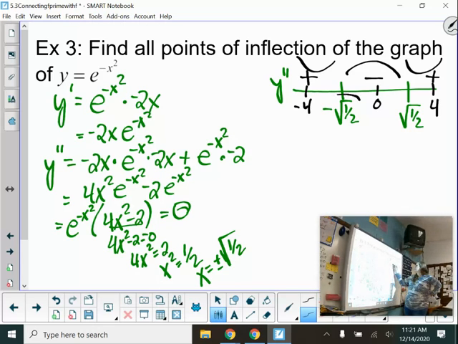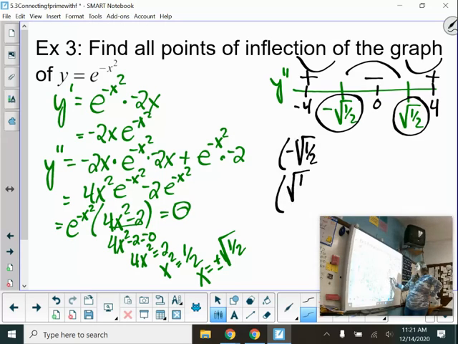So these two are points of inflection, not just because the second derivative is equal to 0, but also because there is a change in sign in the second derivative. If you don't have that change in sign in the second derivative, it is not an inflection point. So we have negative square root of 1/2, positive square root of 1/2.